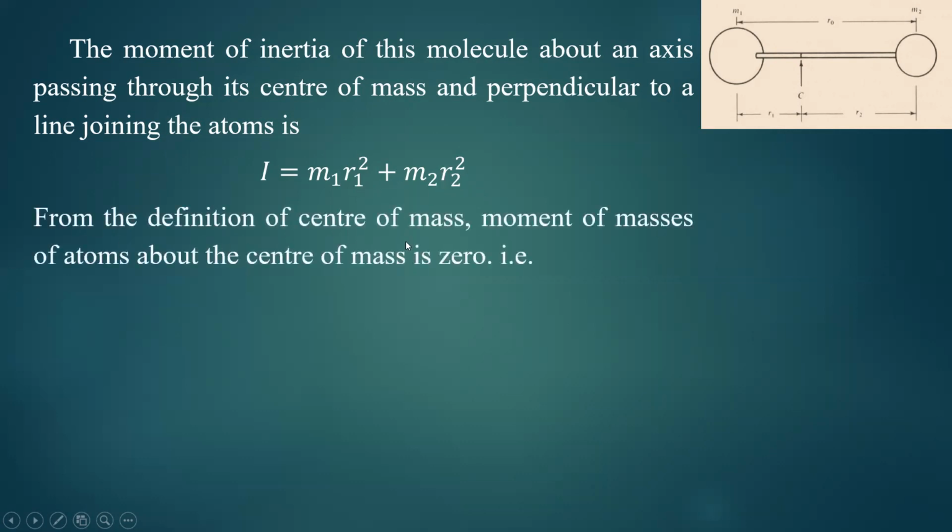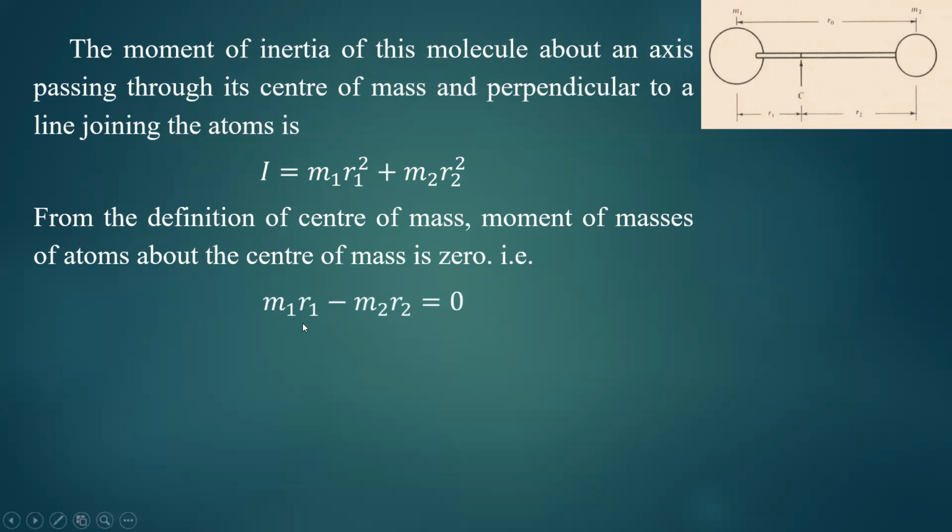Now from the definition of center of mass, the moment of masses of atoms about the center of mass should be equal to 0. So at the center of mass, the molecule comes to balance, which means mass is concentrated at the center of mass. So it means that the moment of masses of these atoms about the center of mass must be equal to 0. What do you mean by moment of mass?